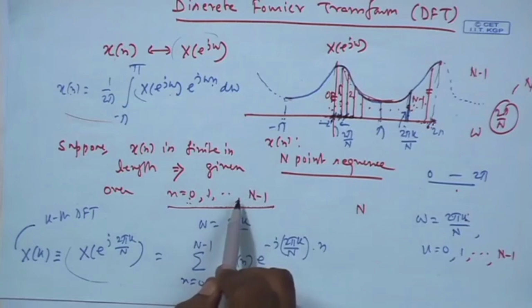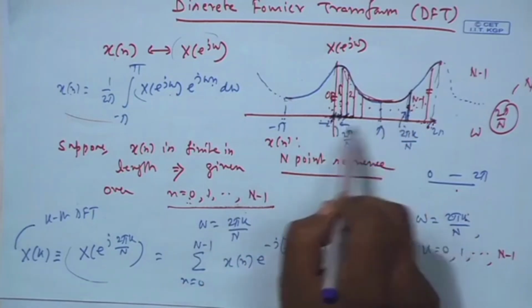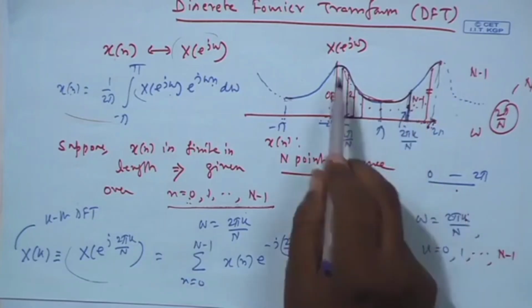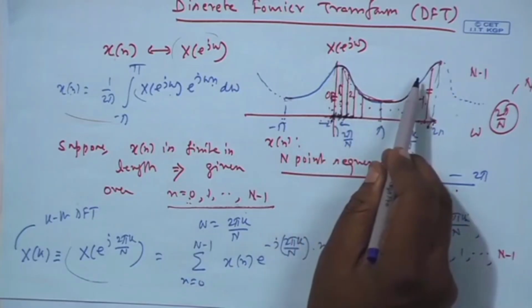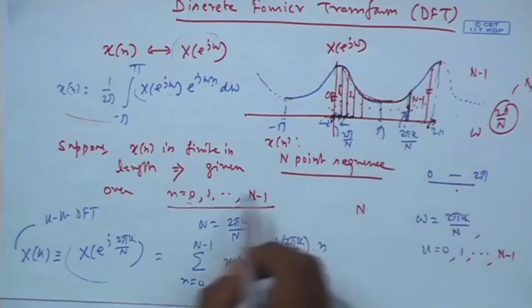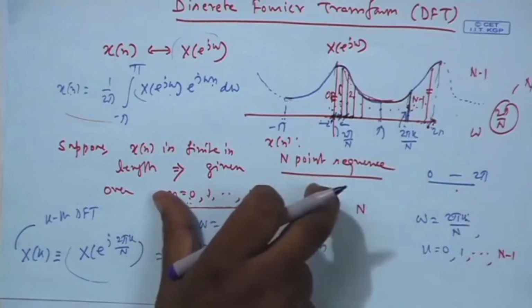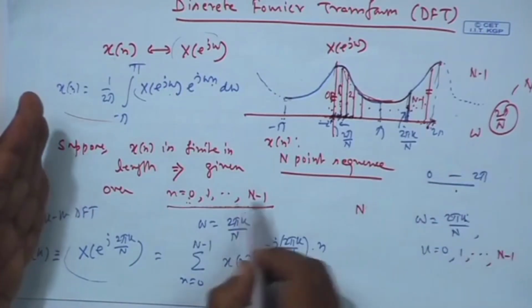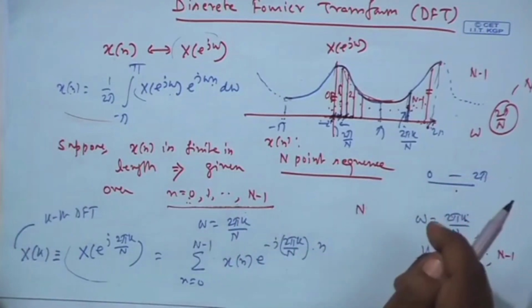If the length is capital N, at least that many samples of this envelope are required. I could take more, but at least that many. If I take more, that will mean the finite length sequence has a length larger than capital N, with extra zeros brought in.